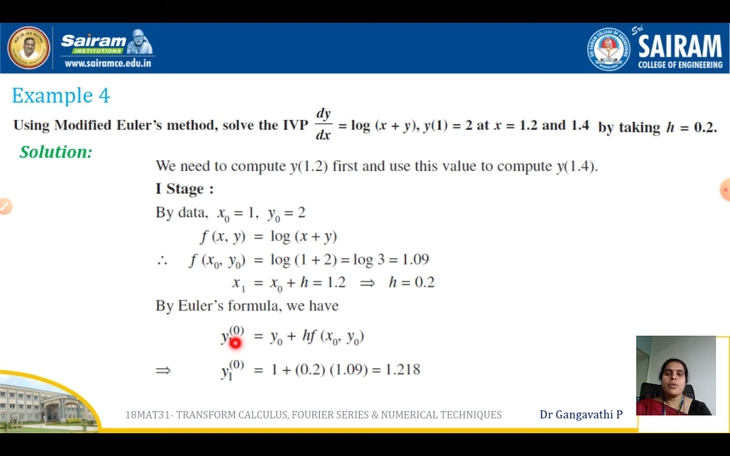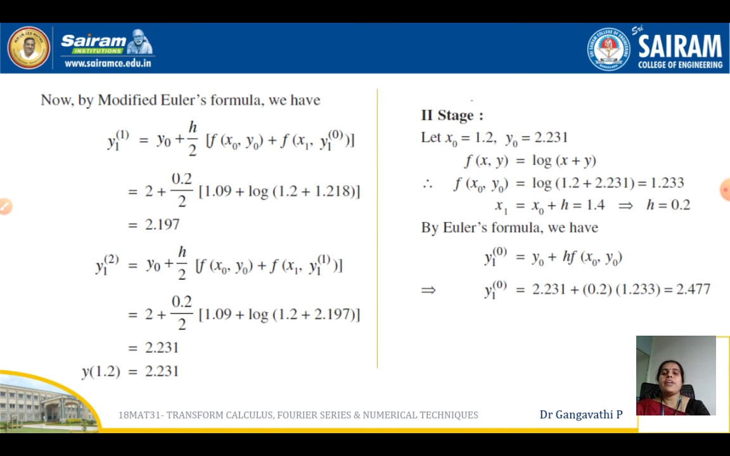So consider Euler's formula. Even though the problem asks to use modified Euler's formula, before using modified, we have to use Euler's formula first, get the value of y, and then only we have to proceed for modified. So y1 at 0th approximation is y naught plus h into f of x naught, y naught. So make a suitable substitution. So it is 1.218. So now by modified Euler's formula, we have this formula given, and substitute the values. So we simplify, we get y at 1.2 as 2.231. So that is our stage 1.